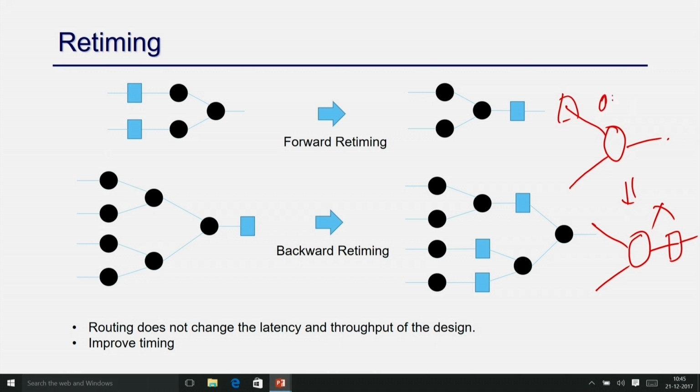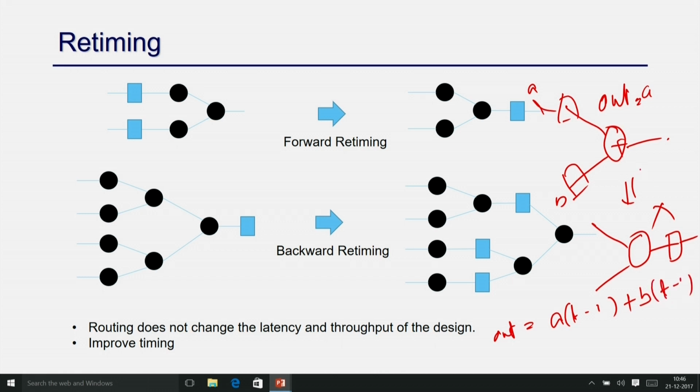So say the output was like A, so suppose this is A and this is B and there is a register here. So earlier the output equals A at t minus 1, whatever is coming in at t minus 1, plus B at t minus 1.